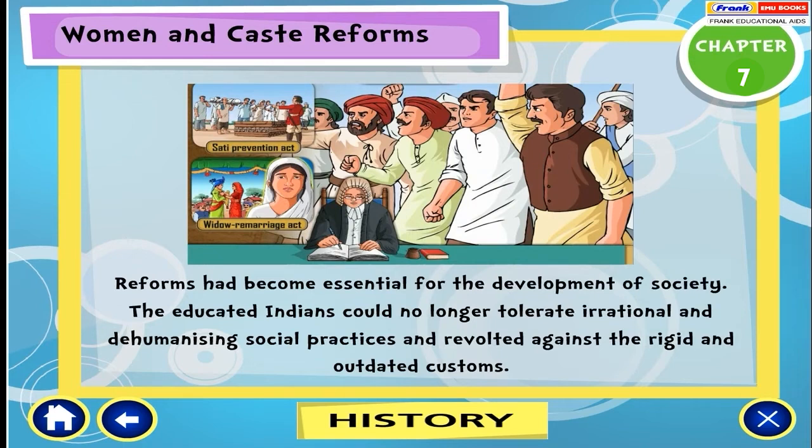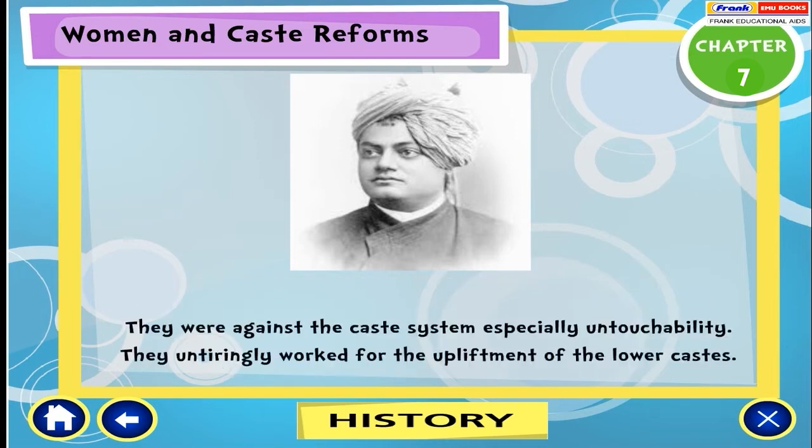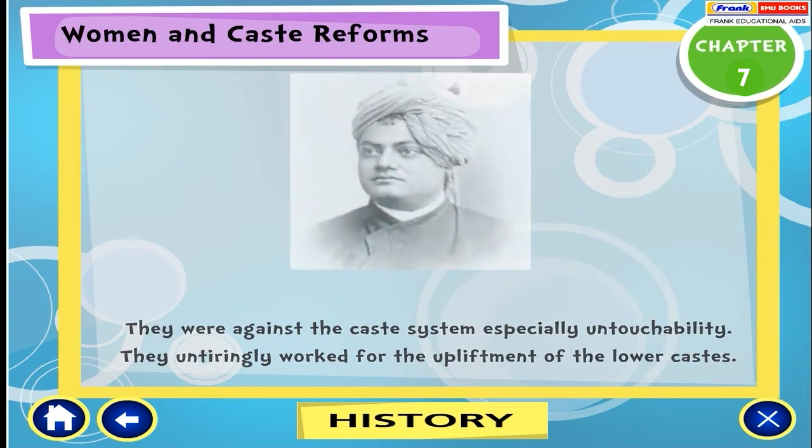The educated Indians could no longer tolerate irrational and dehumanizing social practices and revolted against the rigid and outdated customs. Social reformers such as Raja Ram Mohan Roy, Swami Vivekananda, Ishwar Chandra Vidyasagar, Mahadev Govind Ranade, Jyotirao Phule, and others questioned the validity of discrimination based on caste and religion. They were against the caste system, especially untouchability. They untiringly worked for the upliftment of the lower castes.